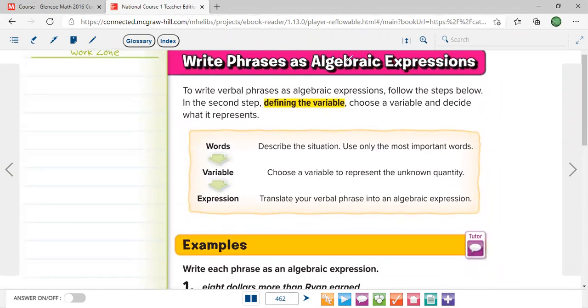Write phrases as algebraic expressions. To write verbal phrases as algebraic expressions, follow the steps below. In the second step, defining the variable, choose the variable and decide what it represents. So in words, describe the situation, using only the most important words. For the variable, choose a letter, x, y, z, a, b, c, to represent the unknown quantity. For the expression, translate your verbal phrase into an algebraic expression. Let's see how.